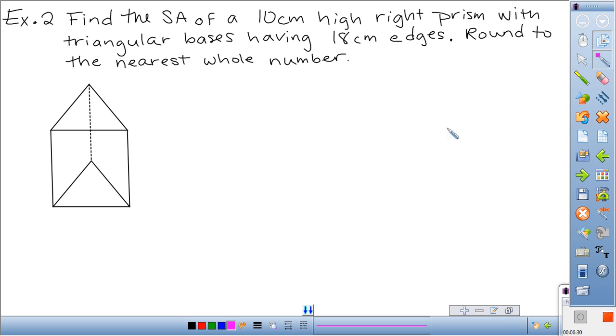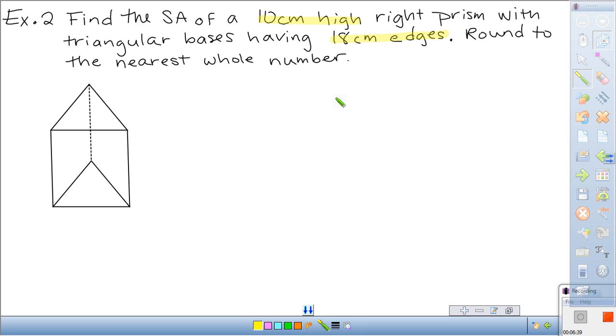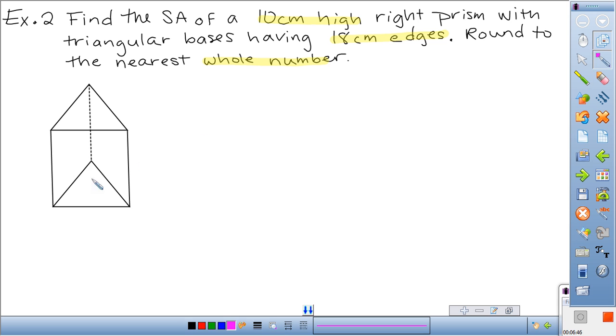Now they want us to find the surface area of a 10 centimeter high right prism with triangular bases having 18 centimeter edges. And they want us to round to the nearest whole number. Now in this case they didn't give you a picture, but I went ahead and drew it to save some time. So you know that when they don't give you a picture, you can always draw it.